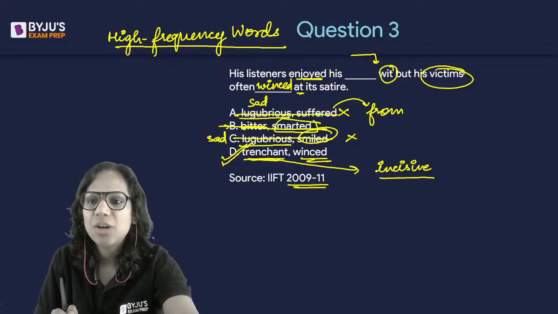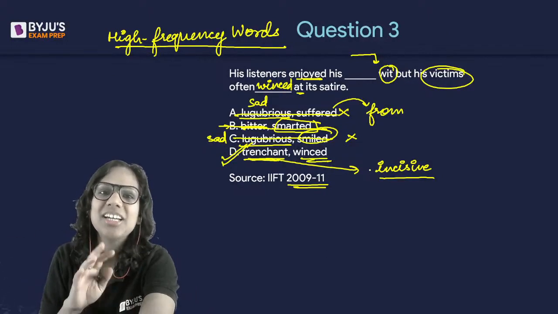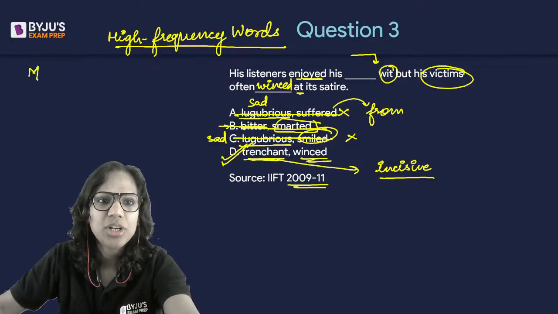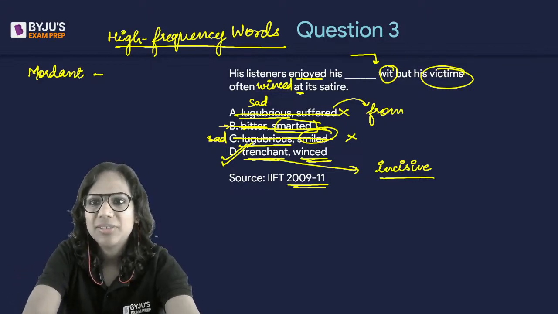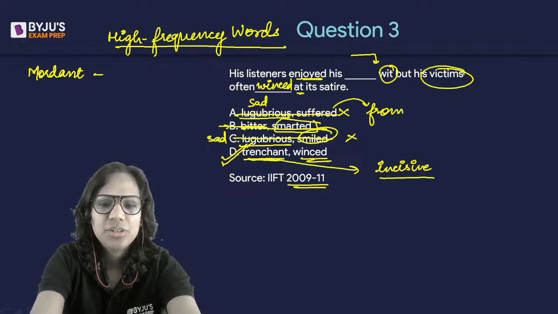Hope this is clear. Now these are high frequency words, and I'm happy that quite a few of you identified the correct answer. Okay, what is mordant though? Mordant is a word that was not given here, but it is related. Who will tell me? What is the difference between trenchant and mordant? What is mordant?